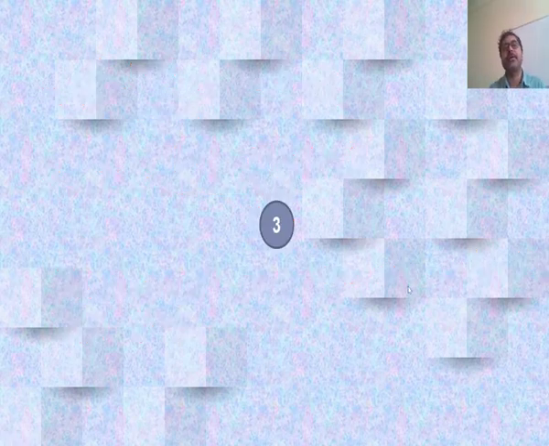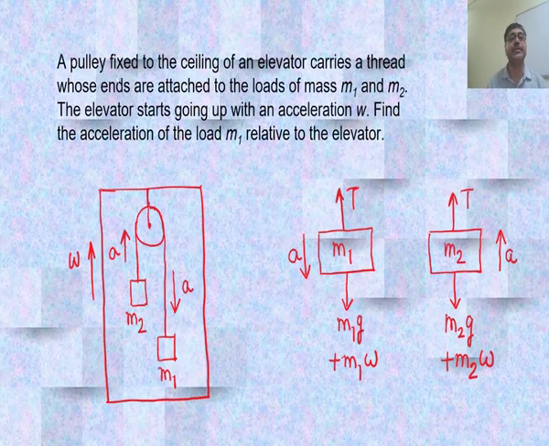Now let us start with our third problem. Let us read the question first. A pulley fixed to the ceiling of an elevator. So this circle is a pulley and it is fixed to the ceiling of the elevator. This entire rectangular box is my elevator. And this pulley carries a thread whose ends are attached to the loads of mass M1 and M2.